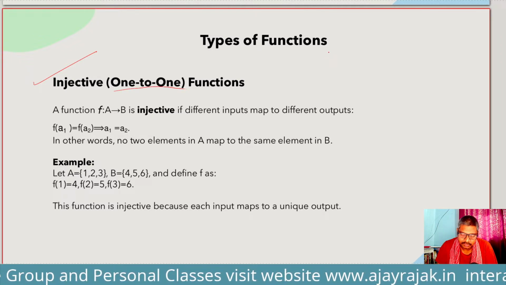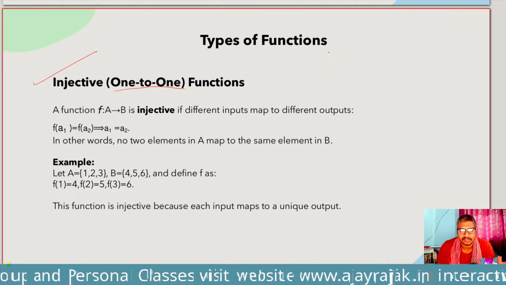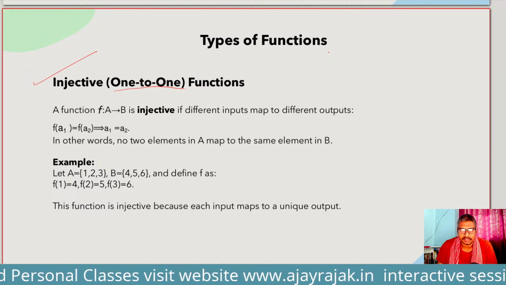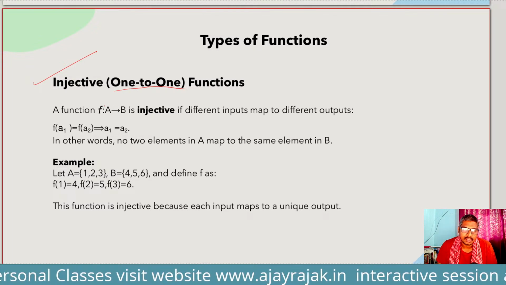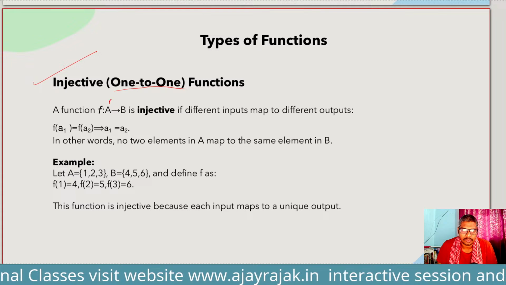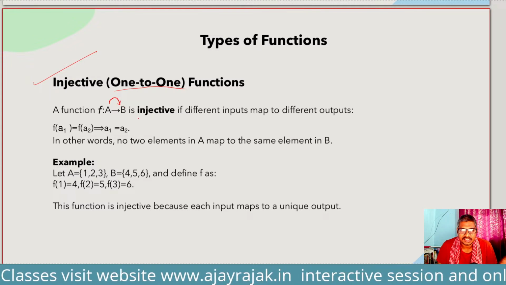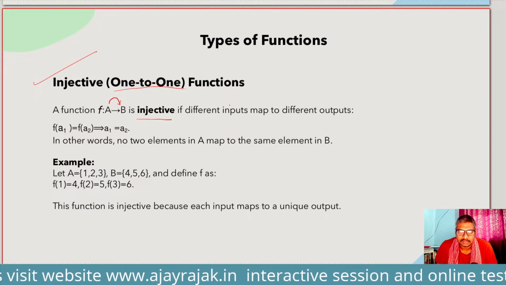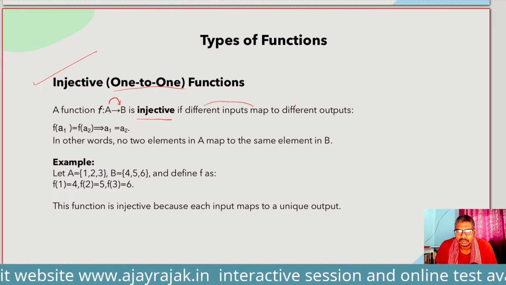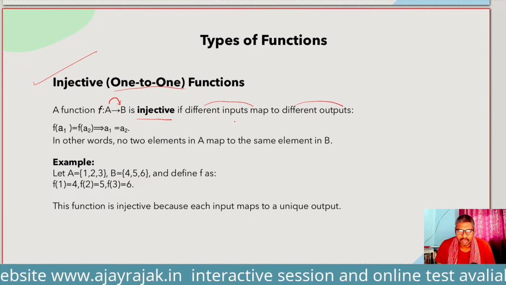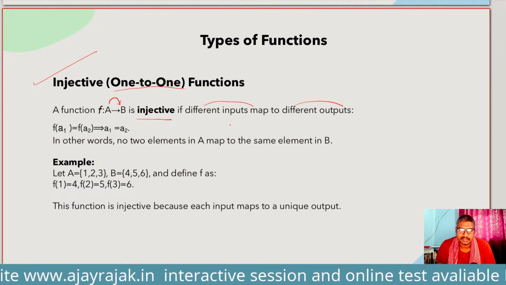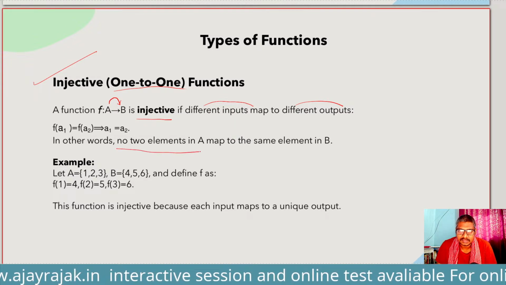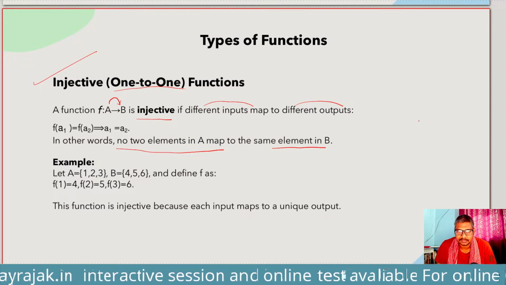In the last class we saw what a function is. A function is a rule from the set A to the set B. A mapping from A to B is injective, or one-to-one, if different inputs map to different outputs. Whatever input you put, there will always be one element in the output, so no two elements in A map to the same element in B.